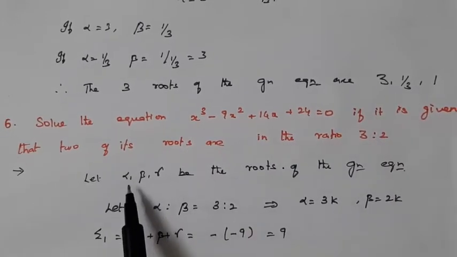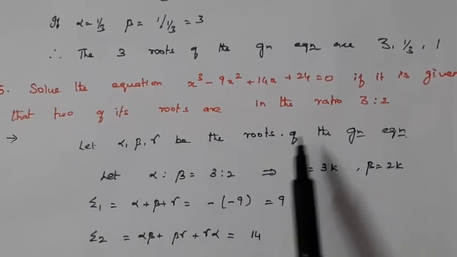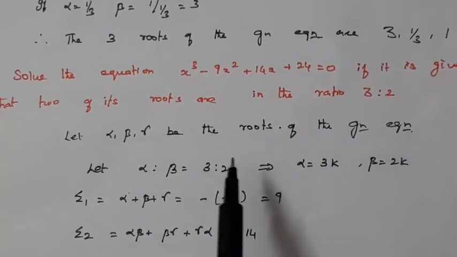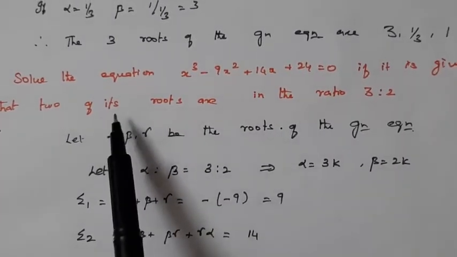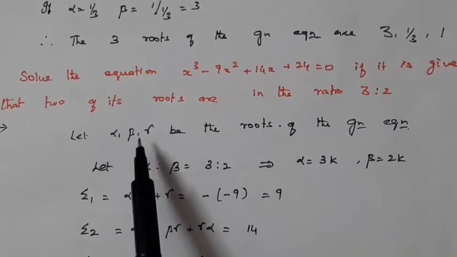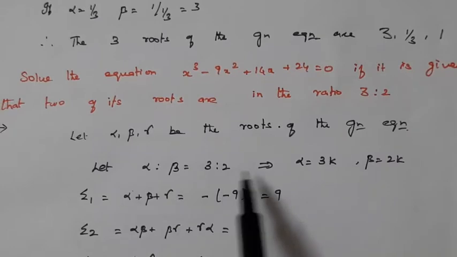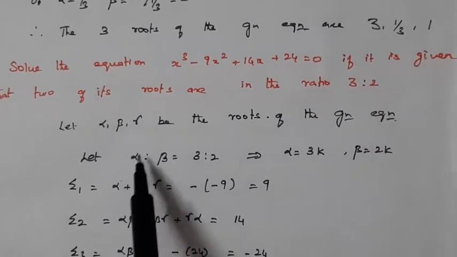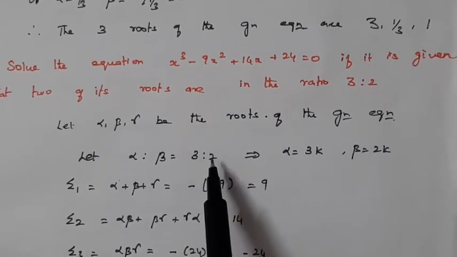So let us take alpha, beta, gamma to be the roots of the given equation. Then using the given condition, 2 of its roots are in the ratio 3:2. Let us take alpha and beta to be in the ratio 3:2. So this implies that alpha is equal to 3k and beta is equal to 2k.